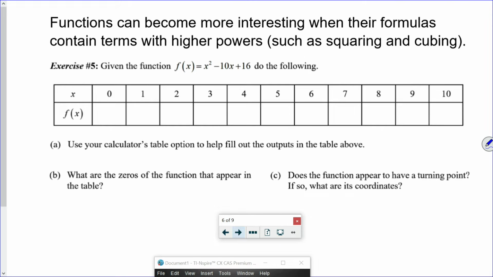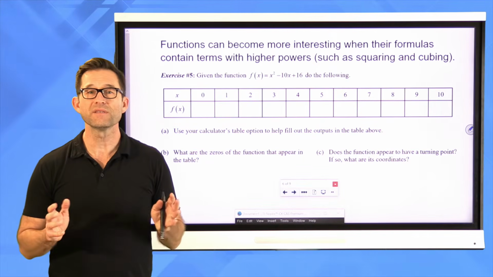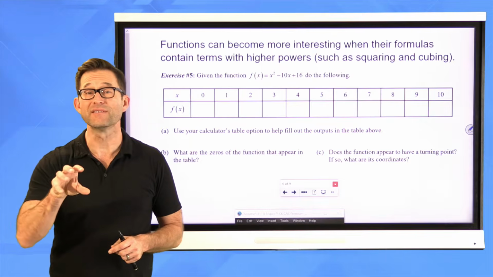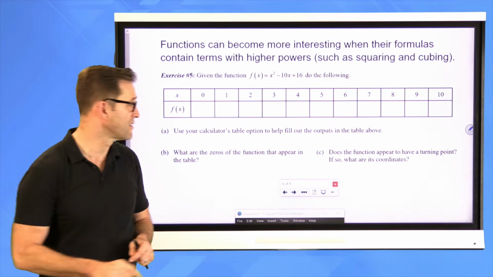Given the function f of x equals x squared minus 10x plus 16, do the following. Letter A, use your calculator's table option to help fill out the outputs in the table above. All right, well, since this technology is relatively new, at least to this course, let's do this one again together.